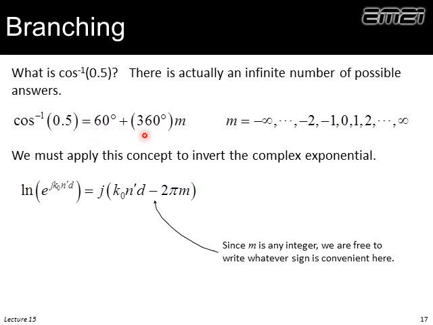It's 60 degrees plus or minus integer combinations of 360 degrees, right? Because if we go around the circle one time, we end up at the same angle again, yet that is another possible answer of what the inverse cosine is of 0.5. So there's an infinite number of answers. And we have a complex exponential, that's a trig function, and we have to do the same thing. So it's not just j times k naught nd, we have to subtract an integer multiple of 2 pi. So m is an integer, and that is what's responsible for all of these different branches. How on earth do we know what m should be, that integer m?